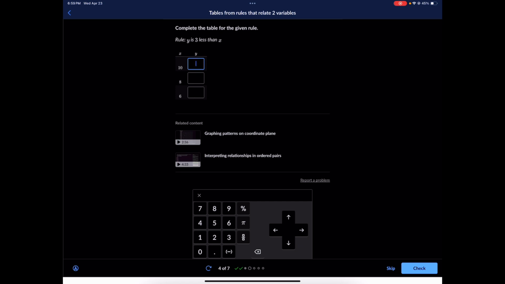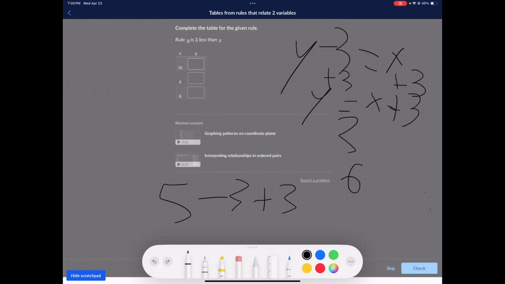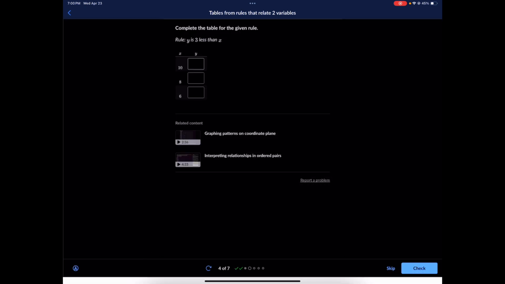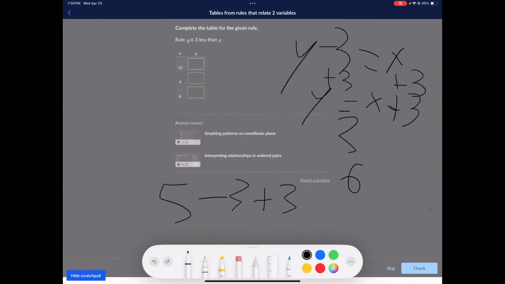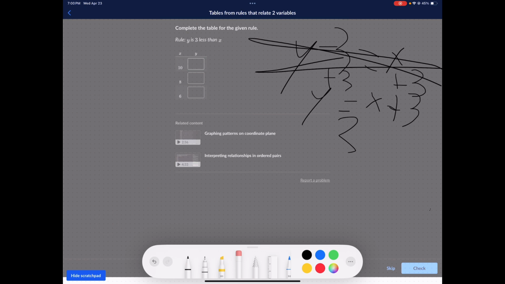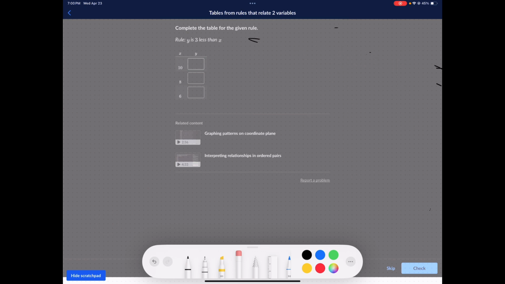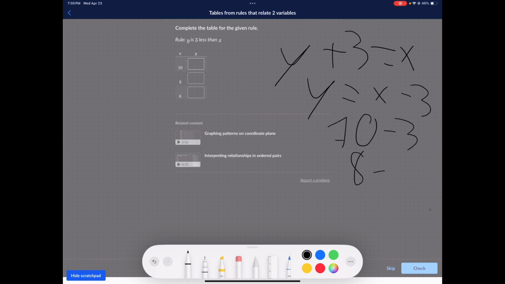So y is 3 less than... Oh, wait, y is 3 less. Oh, I'm so sorry. Okay, this is terrible. If y is less, then remember from the previous segment that we have to accommodate y. So y plus 3 is equal to x, and y is equal to x minus 3. Now we're just subtracting 3. So we get 10 minus 3, 8 minus 3, and 6 minus 3.